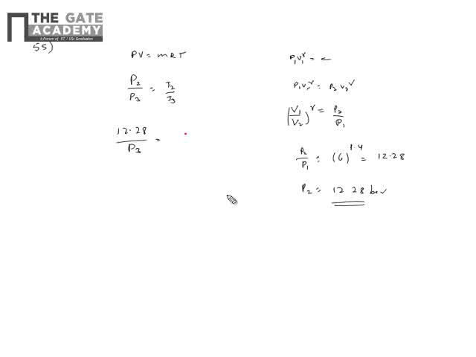So 12.28 by P3, where P3 is the peak pressure which we are interested in, equals T2 by T3. T2 is what we got, 342 degrees Celsius, which is nothing but 615 Kelvin. Remember to convert to Kelvin. If you don't convert, it's wrong. And T3 is 2246.8. If I calculate, I get P3 as 44.82 bar. So this is the peak pressure, and therefore the answer is D.